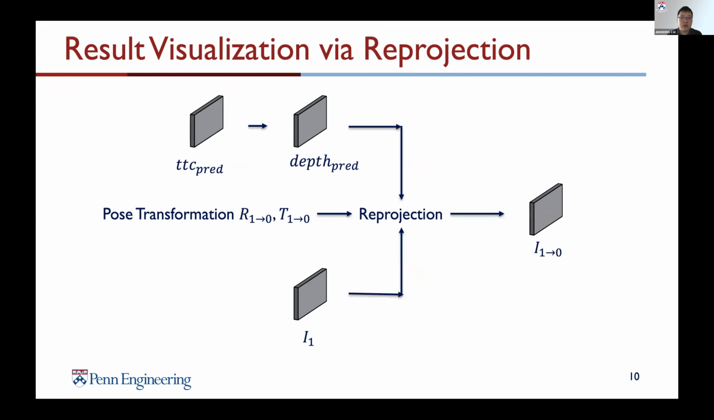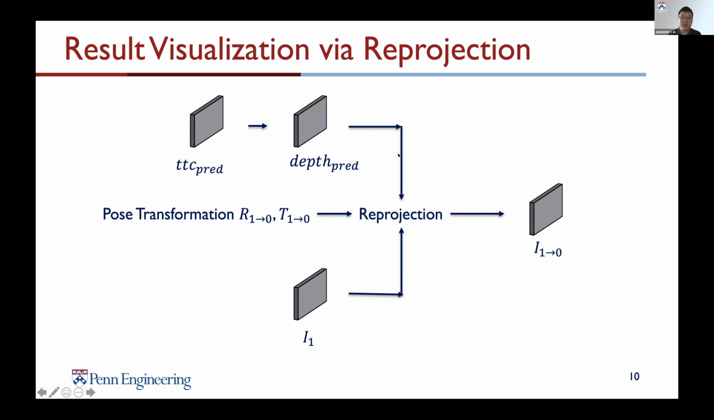Okay, so the goal for this thesis is to predict the time to collision value. But time to collision is hard to visualize to get an intuitive idea of how well our system is working. So here we adopt a result visualization by reprojection. This is the time to collision value we have predicted for our system. And then we assume that it's a static environment without any moving object, so that we can multiply the time to collision by the vehicle forward velocity to recover the predicted depths.